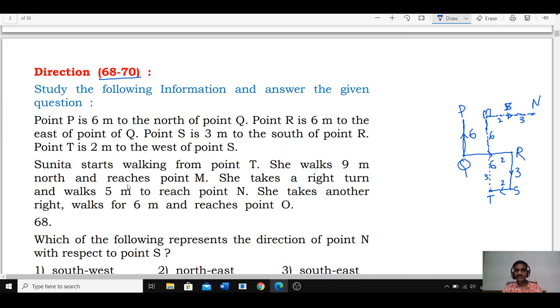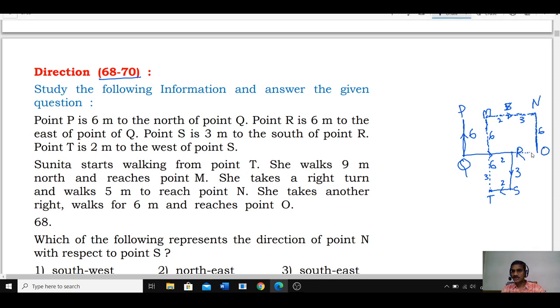She takes another right and walks for 6 meters, to the right-hand side. Now this 6 meters equals this, and exactly O is at this place. Now Q, R and O are in the horizontal direction.